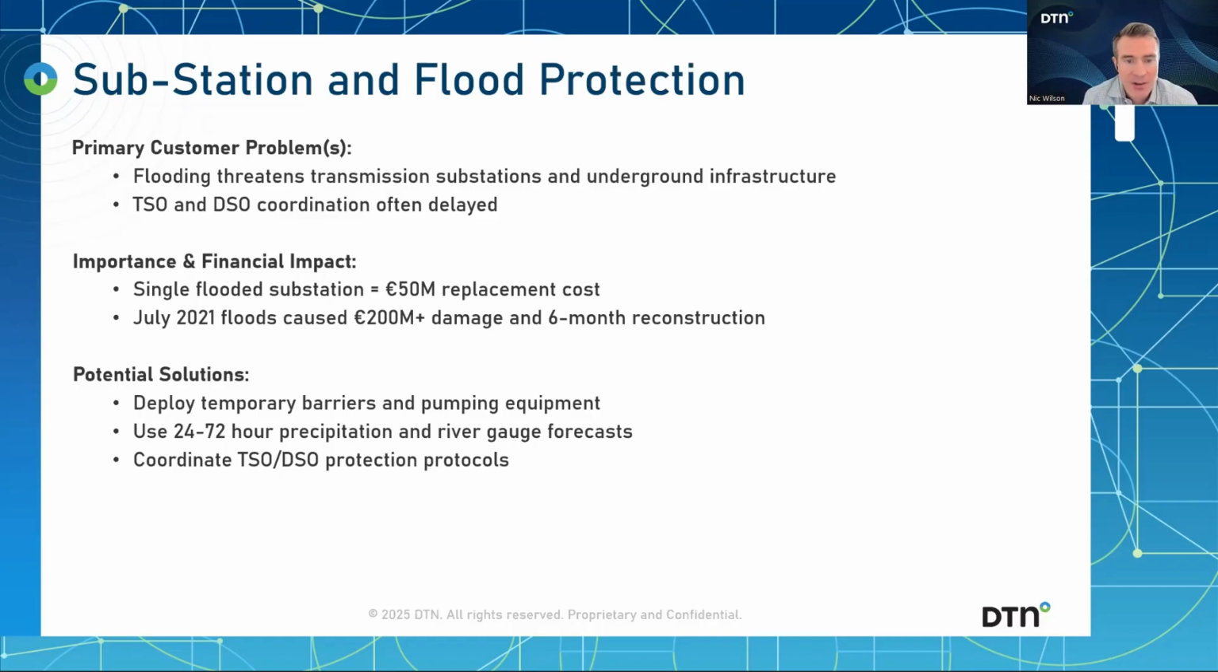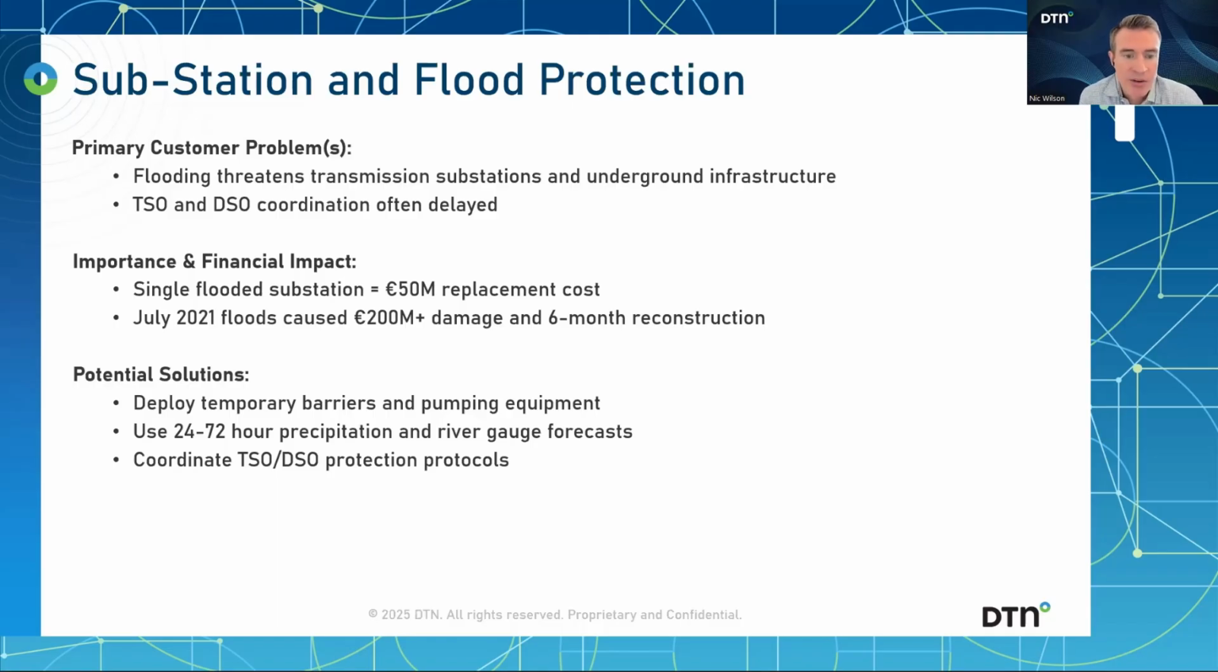A flooded TSO transmission substation takes out DSO distribution downstream, DSO underground vaults, in Paris, London, Amsterdam. Flash flooding can destroy multiple sites simultaneously. So you need shared intelligence across these operations. 72 hours in advance, you need to activate flood protocols, stage temporary barriers, pre-position mobile substations. At 48 hours, you deploy pumping equipment, coordinate protection between TSOs and DSOs.